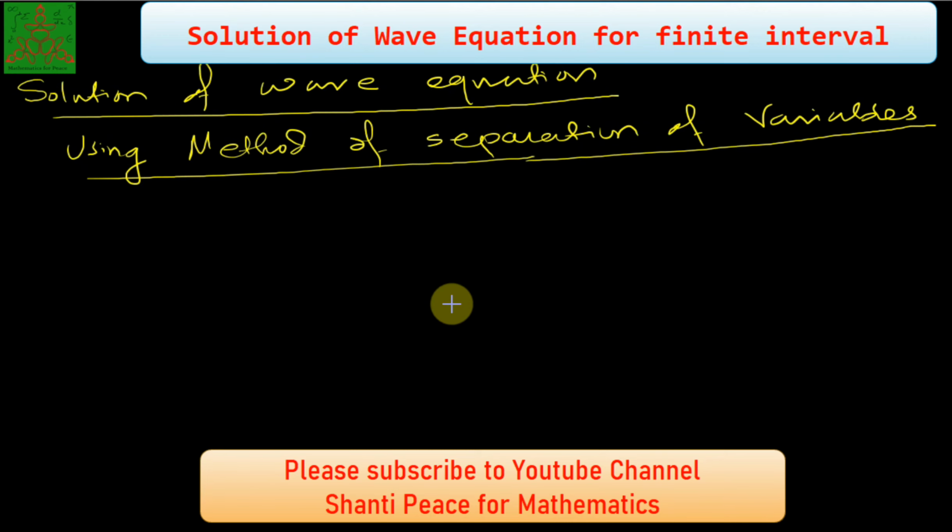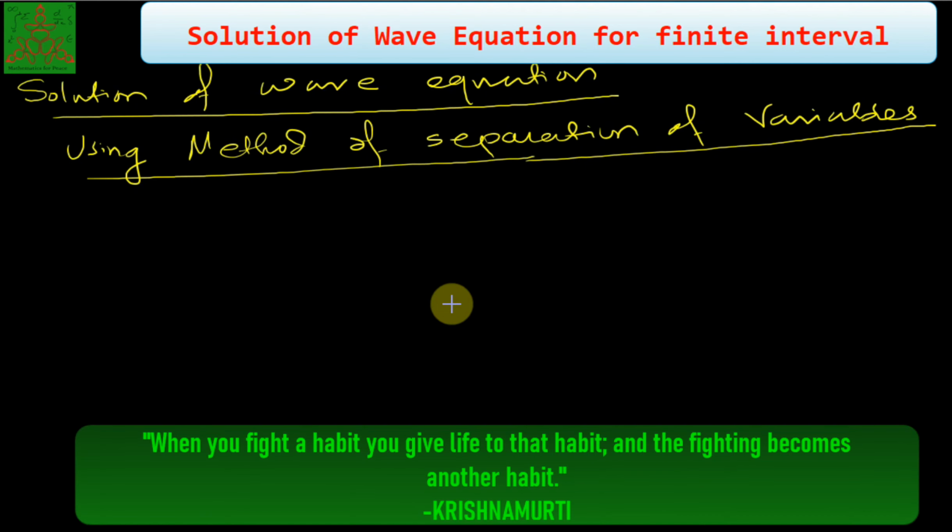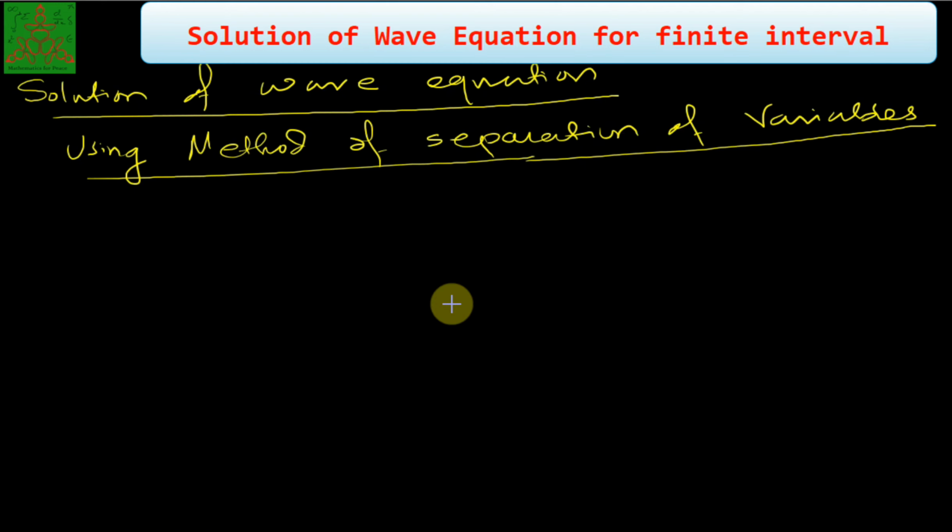Shanti-Peace for mathematics. In my previous video, we have seen the method of separation of variables, and in that we have solved certain examples of partial differential equations and how to solve them using the method of separation. In the previous video, we solved a wave equation, that is the vibration of a string of a finite length, using the D'Alembert solution.